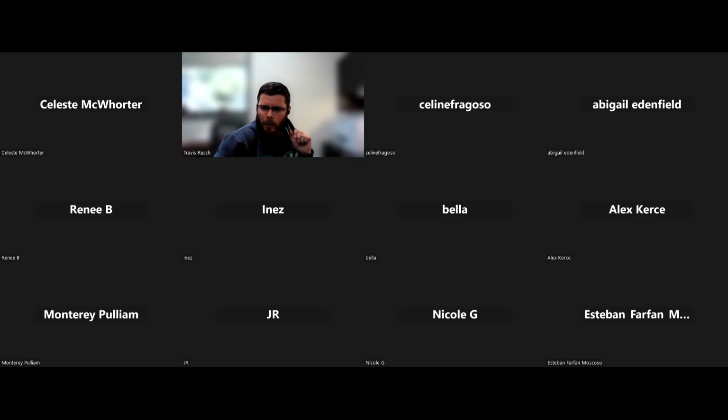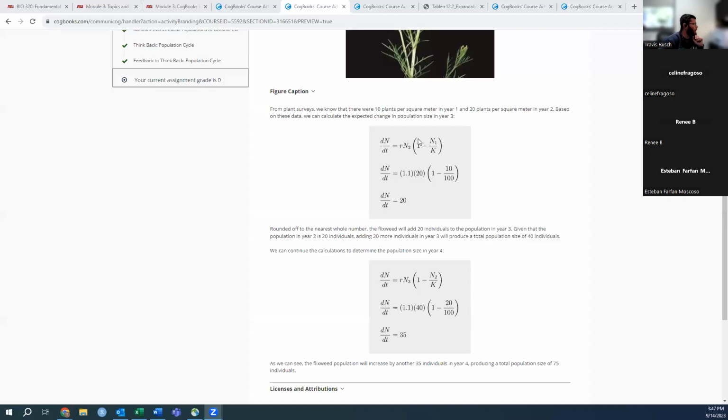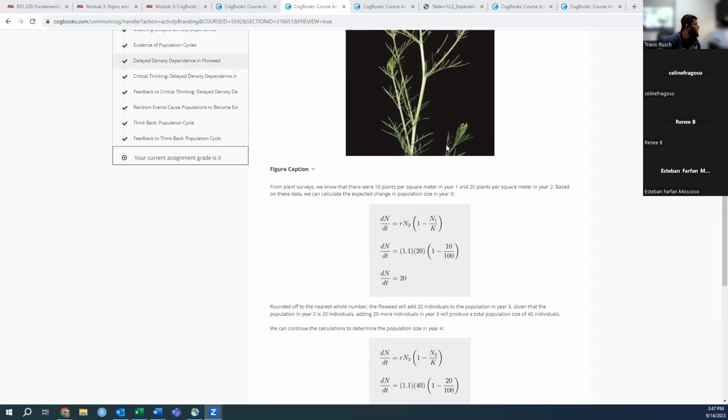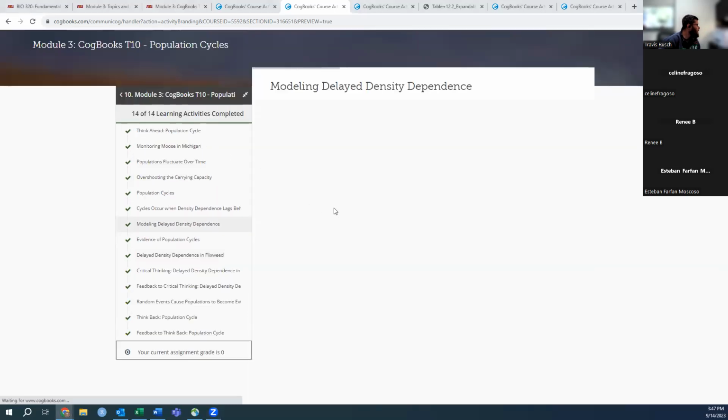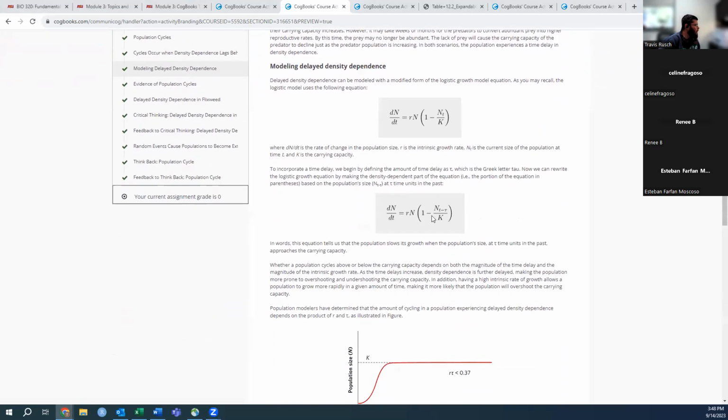I believe so, but let me share it so that we can agree. So you're talking about this equation right here. Because this is just the one is what you're talking about. Exactly. On the N one over K, it doesn't show the N subscript t minus the Greek letter tau. So this is what you're talking about right here, right? Yes, exactly. They didn't use that. And so I'm confused.